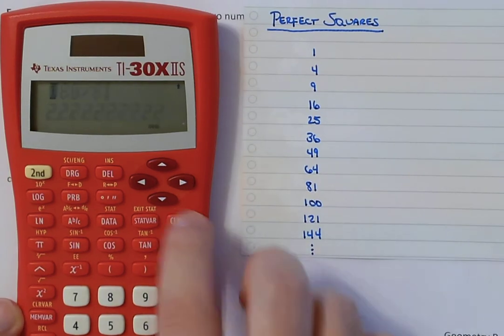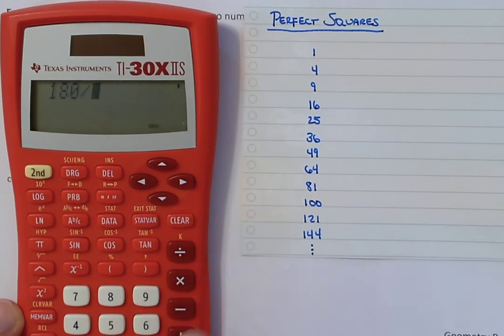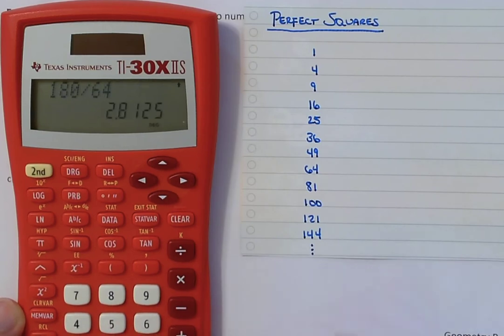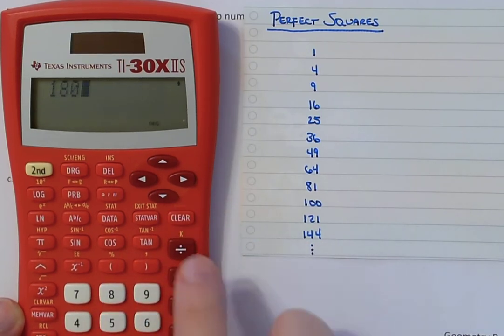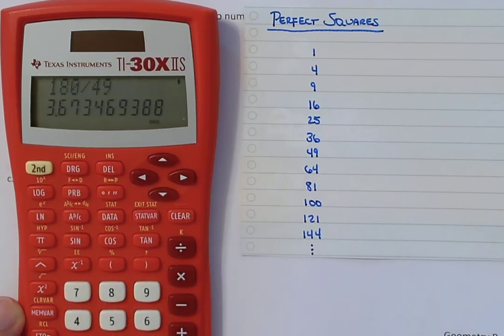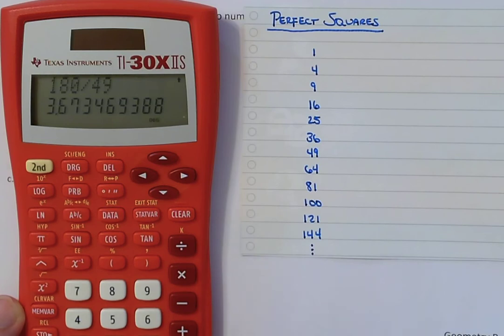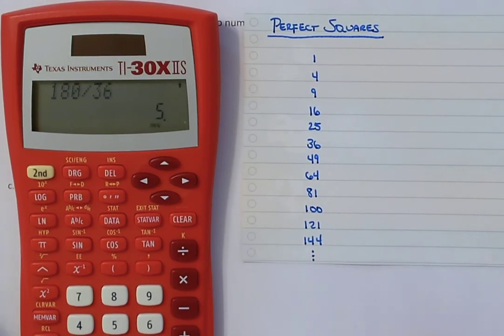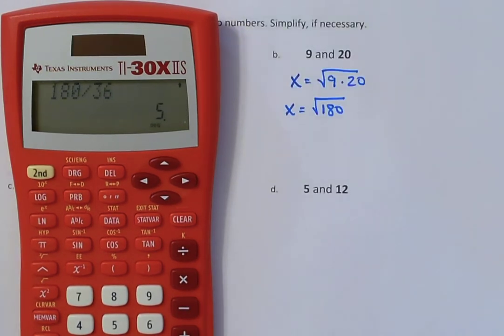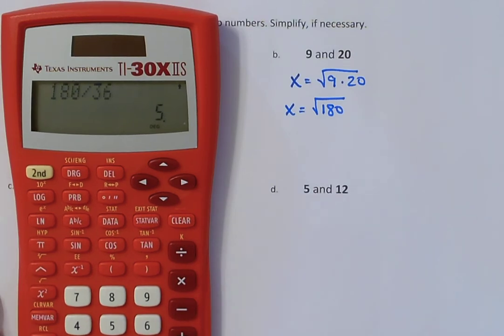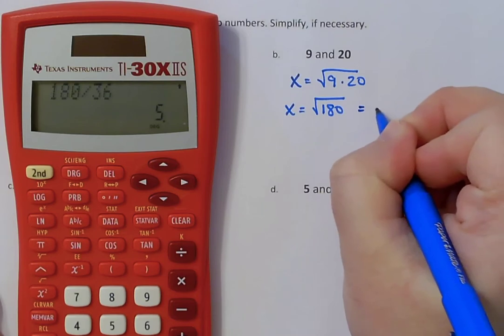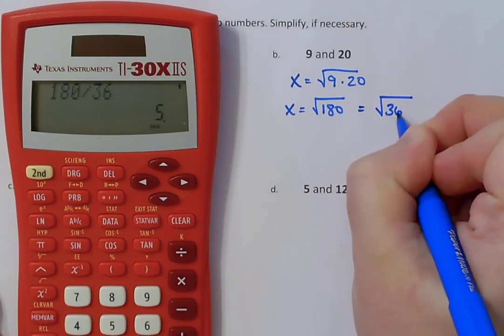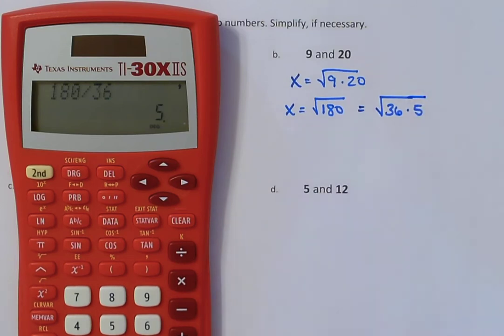So then, if we continue, 180 divided by 64, I get a decimal. 180 divided by 49, again, I get a decimal. Keep going down the list. So 180 divided by 36, and we end up with 5. So 36 is going to be the largest perfect square that we can divide into 180. So that means we're going to represent this as the square root of 36 times 5.